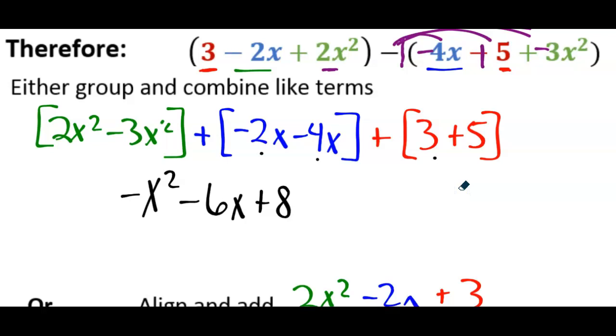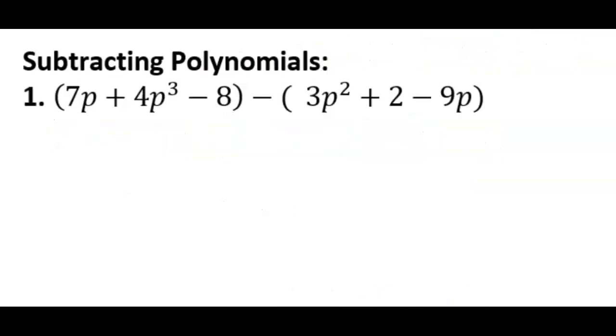Okay, let's look at another one. So if I'm looking at number 1 example here, my first step is going to be to take care of this. So I want to distribute this in, and I want to change the sign of everything inside. Okay? That changes this into a plus sign. And now I'm going to align and add.